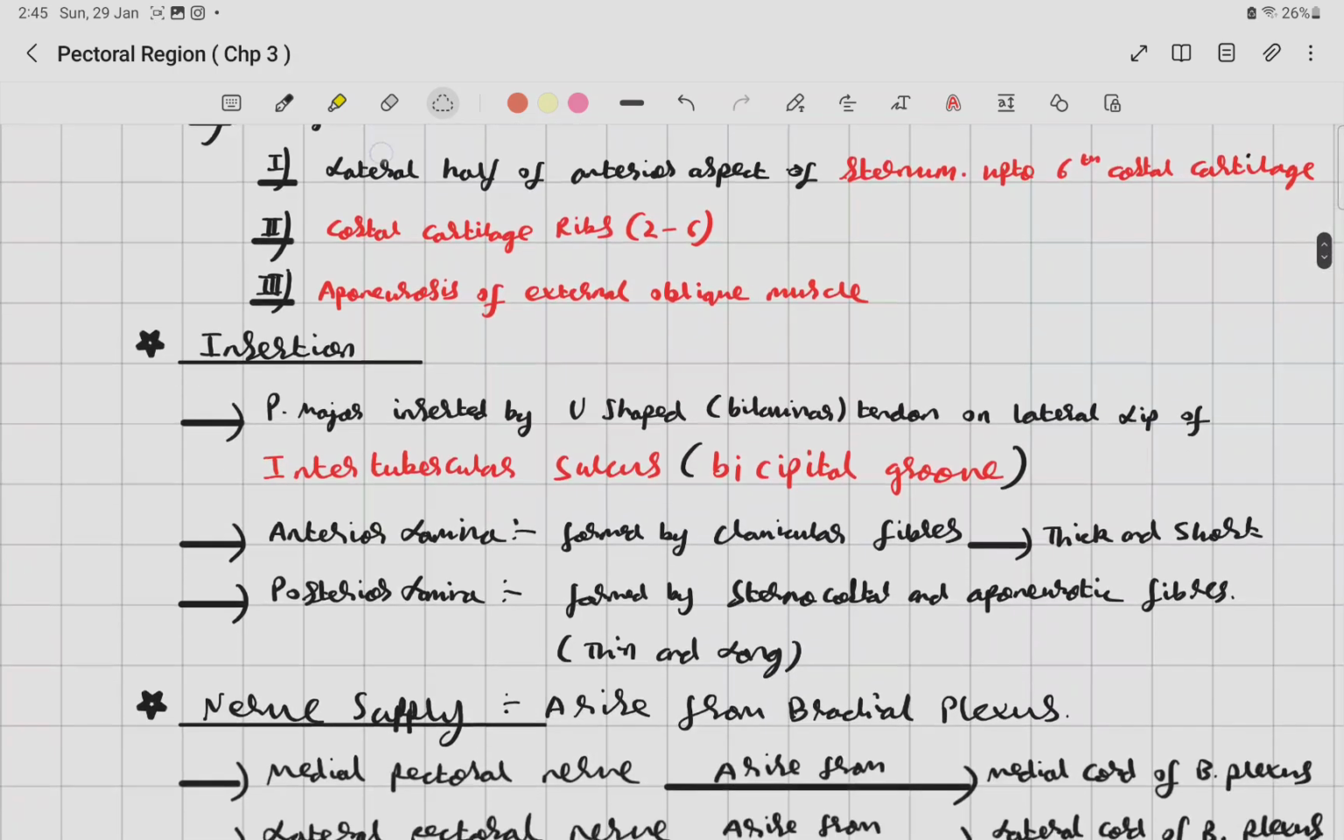Now the insertion, where all these origins get inserted. The pectoralis major muscle is inserted by a U-shaped bilaminar tendon on the lateral lip of the intertubercular sulcus, that is the bicipital groove.